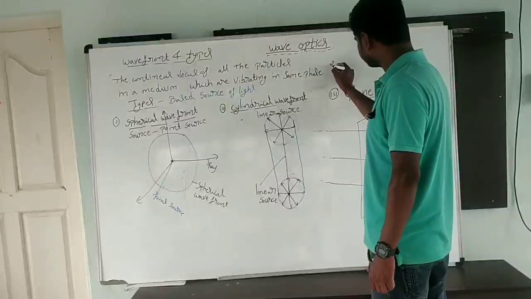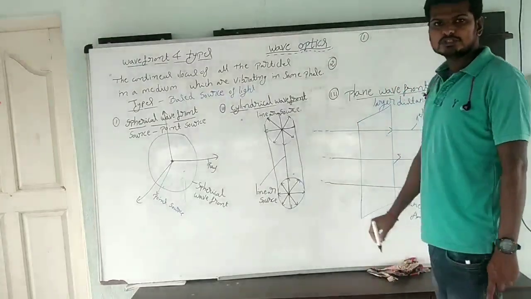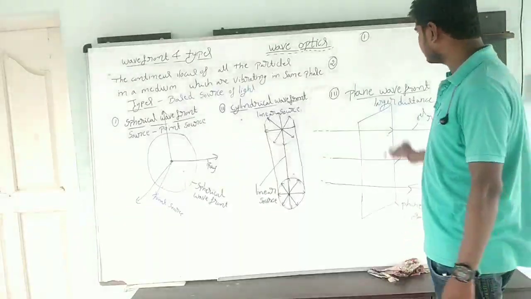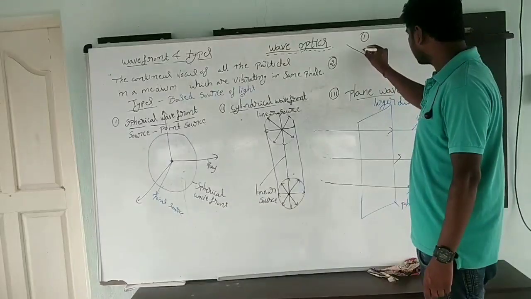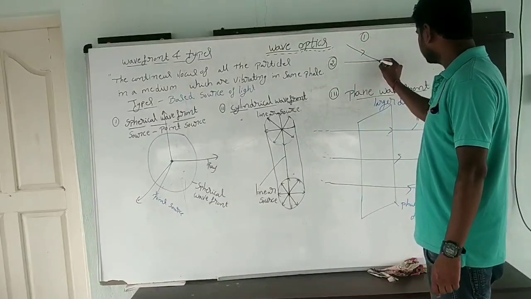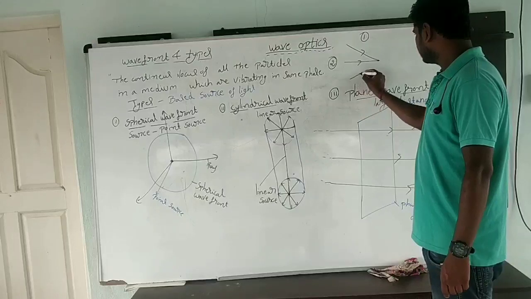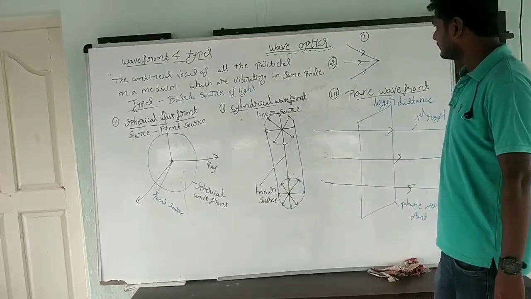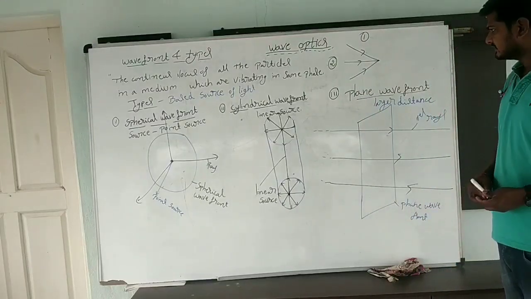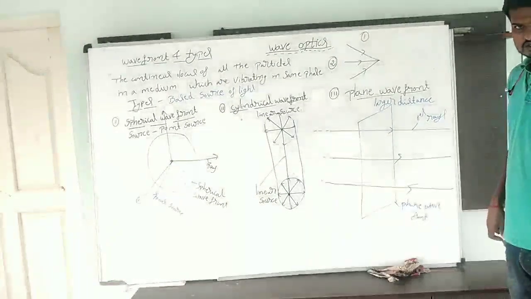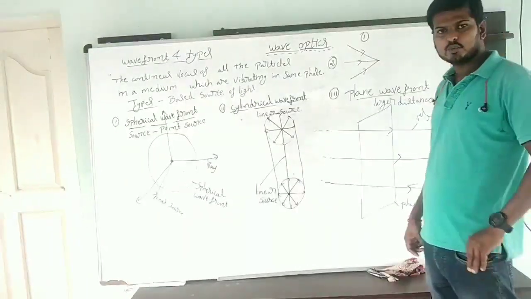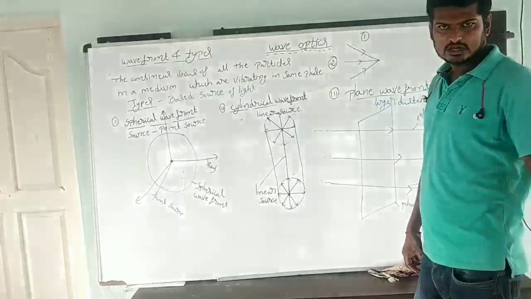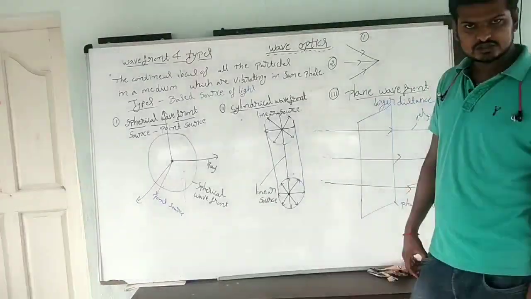Second point, the converging rays. Converging rays means all the rays are going to come and meet at a point. Means converge. Converging rays, they are going to come and meet at a particular point. These are called as what? Converging rays. The converging rays are going to give the converging spherical wave. Yes, sir. Converging rays are going to give the converging spherical wave.